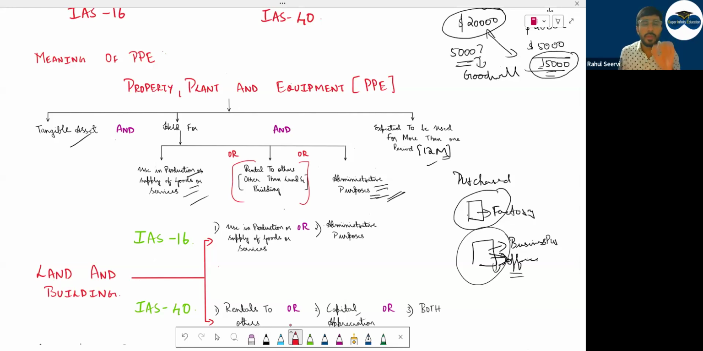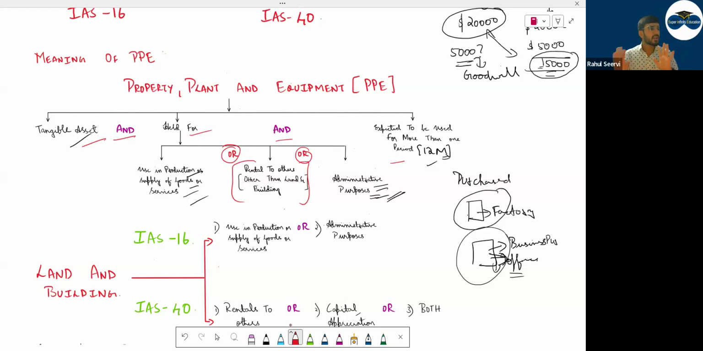Now the property or the PP, the item which is there, should be either it is or. See here, further classification is or. Before that it is and. And means these three conditions should be met so that the following item is PP. Do you have to learn this? What is the definition of PP?